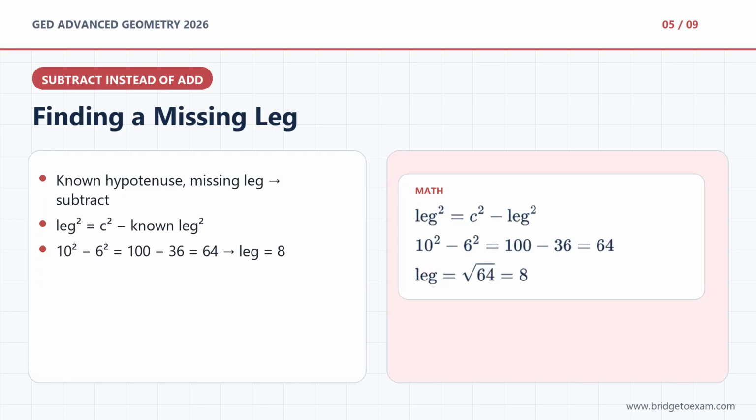What if the hypotenuse is known and a leg is missing? Then we subtract instead of add. Suppose the hypotenuse is 10 and one leg is 6, and we want the other leg. Start from a squared plus b squared equals c squared. Move the known leg to the other side. The missing leg squared equals c squared minus the known leg squared. That is 10 squared minus 6 squared, which is 100 minus 36, equals 64. Take the square root. The missing leg is 8.